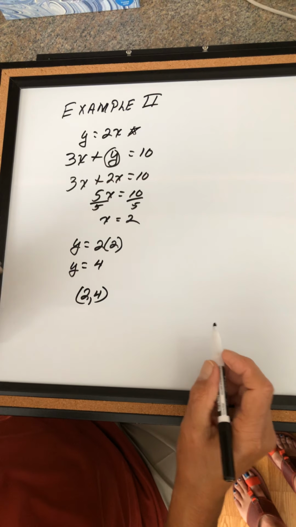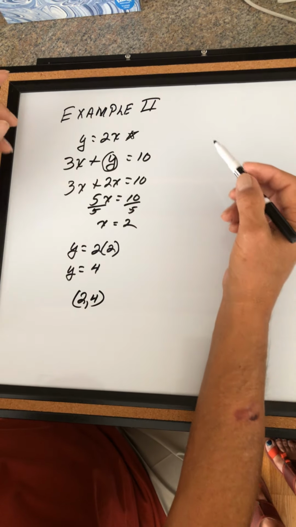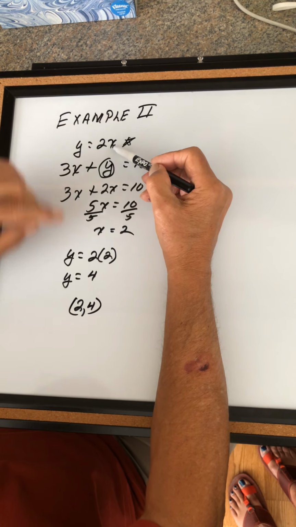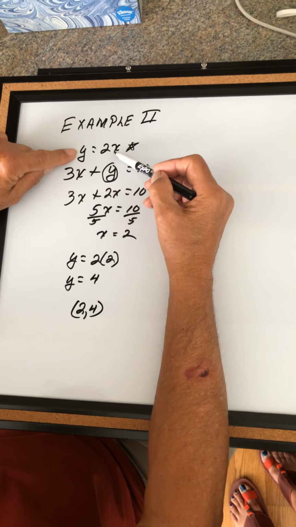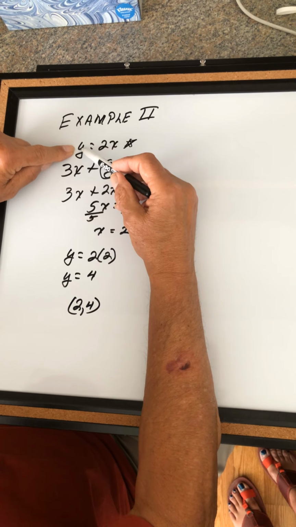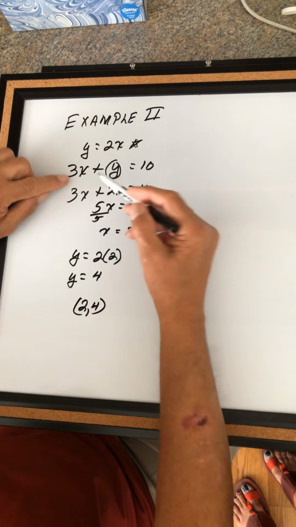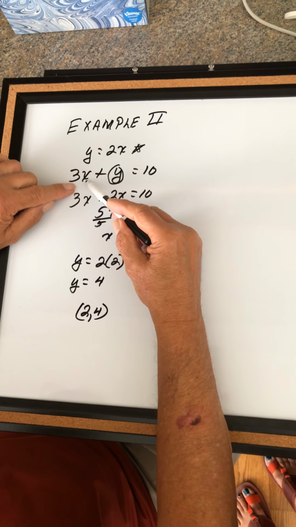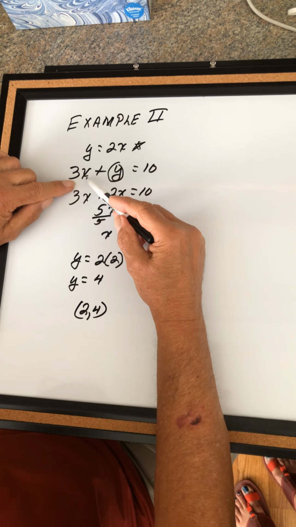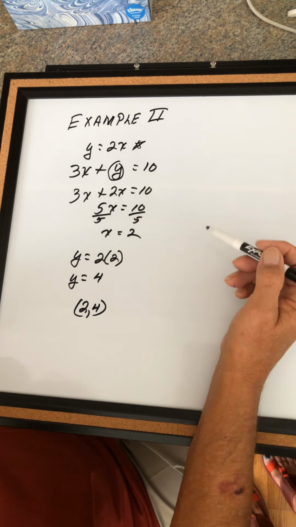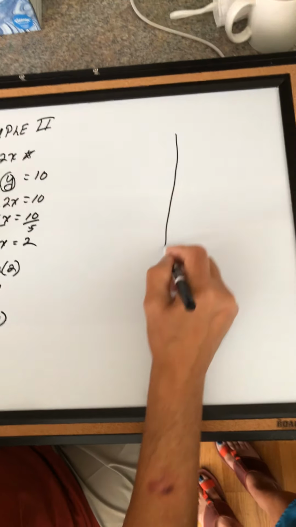Now, to check it, I will take the 2 and put it over here for the x. I will take the 4, put it up here for the y. 2 times 2 is 4, is equal to 4. That works. Take it into this one. 3 times 2 is equal to 6 plus 4 equals 10. So it does work.